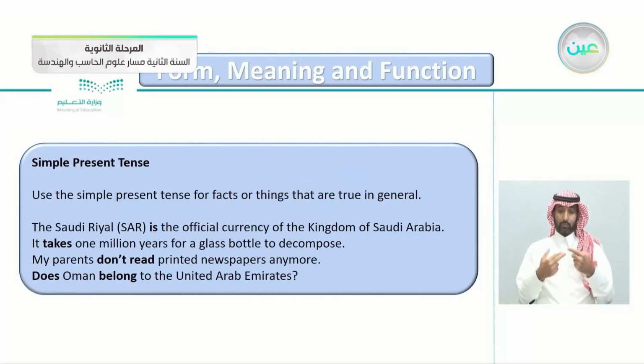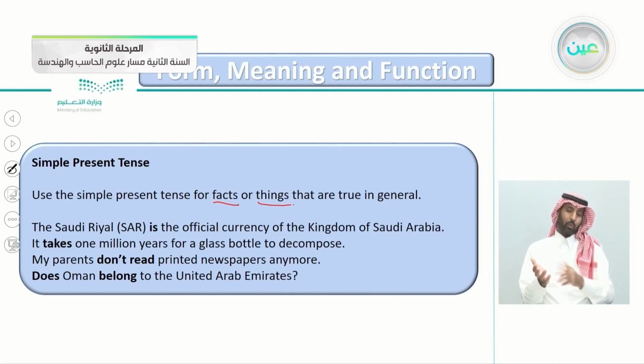So beginning here with the simple present tense. We use the simple present tense for facts, or things that are true in general. Like here, for example, the Saudi riyal is the official currency of the Kingdom of Saudi Arabia. The Saudi riyal is, this is the present simple here, the official currency of the Kingdom of Saudi Arabia.